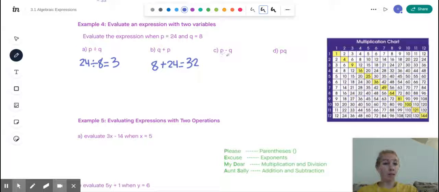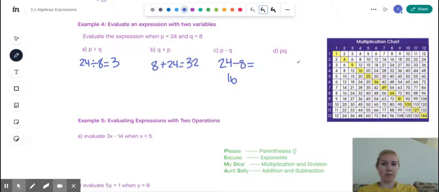Now we have p minus q. Okay, so p is 24, so I'm going to substitute 24 for p. Minus, I know q equals 8, so I'm going to substitute 8 for q. And I know that 24 minus 8 is 16. And the last one, pq.